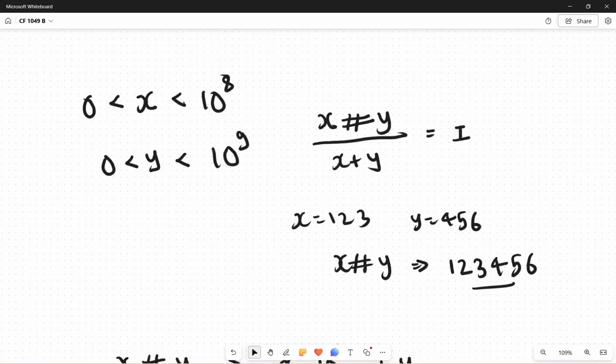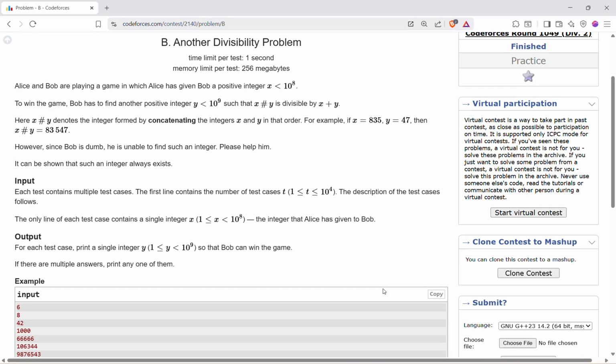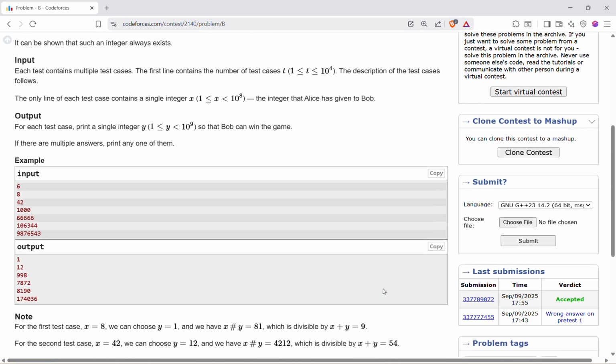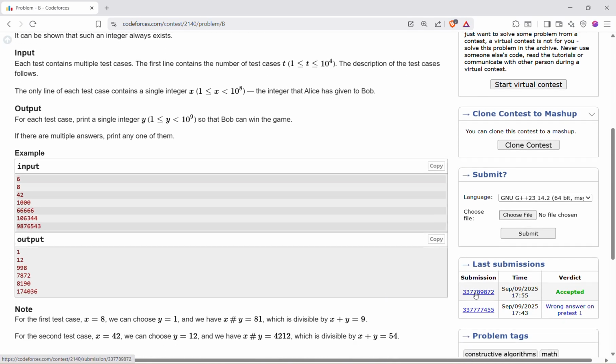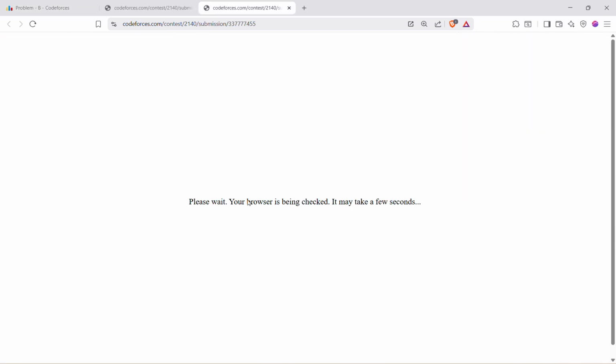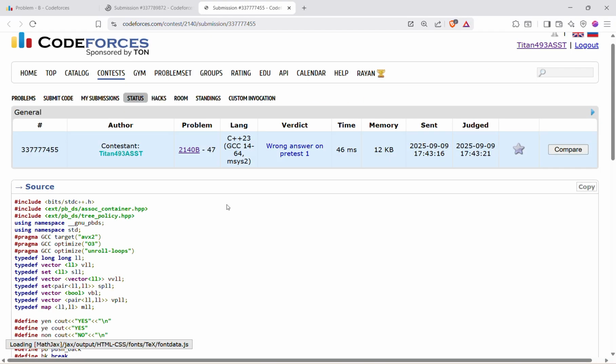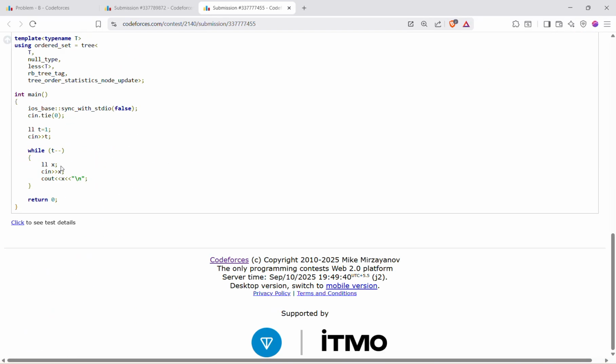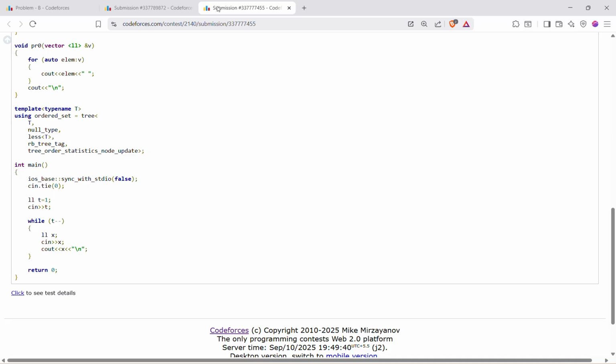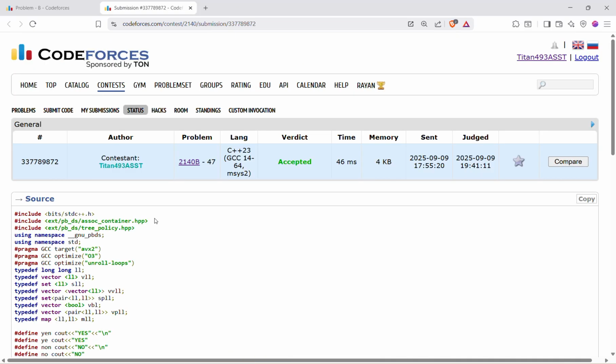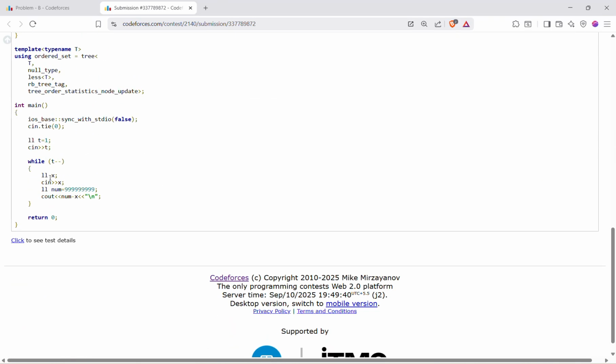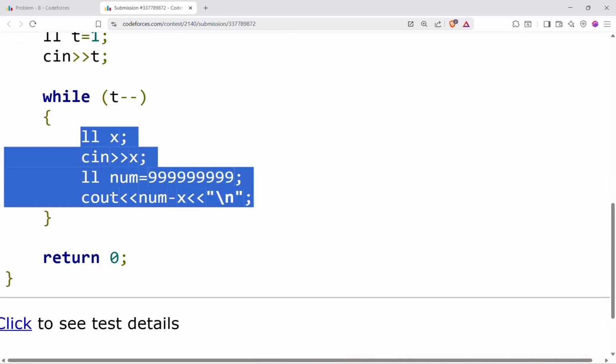Yes, let's head towards the code. I mean, there's nothing in code, just take input as x and output 10 to the power of 9 minus 1 minus x. So for some reason, due to some bad calculations, I hit wrong answer on pretest 1, but anyways, let's see the correct solution. Yes, that's so simple, right?